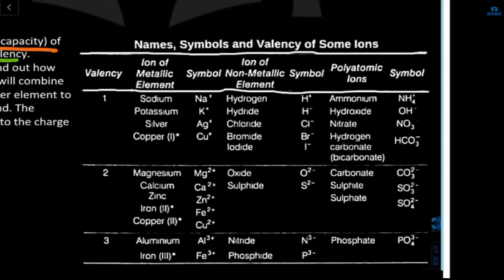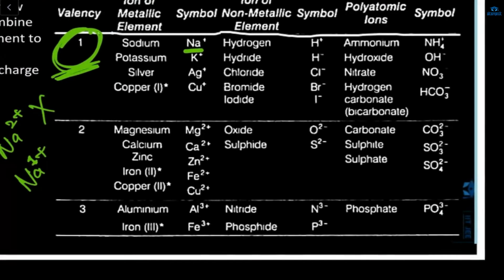If you look at this chart, sodium, potassium, silver, copper are all having valency 1 because they have power 1. I'm not writing Na2+, I'm writing Na+. If nothing is written, we take it as 1, meaning 1+, so it has valency 1. Magnesium has power 2, calcium power 2, zinc, iron, copper all have power 2, so valency is 2. Aluminium is 3+, iron is 3+, so valency is 3.